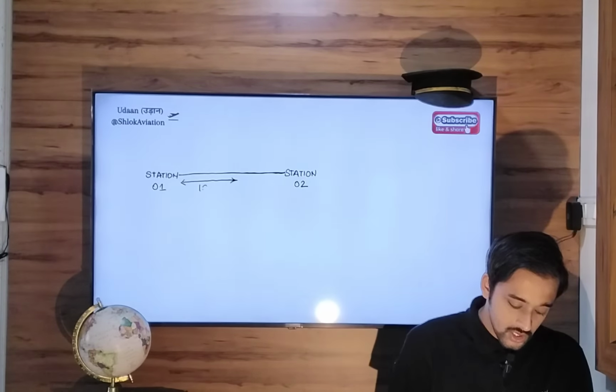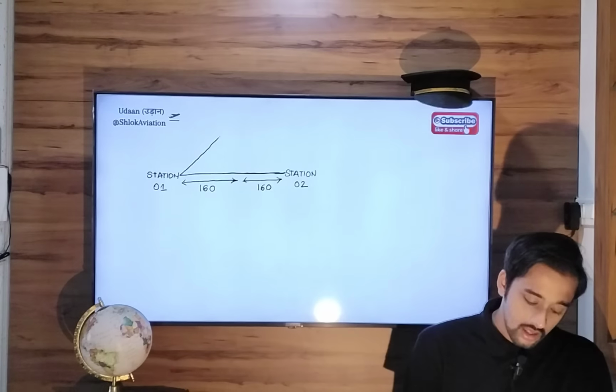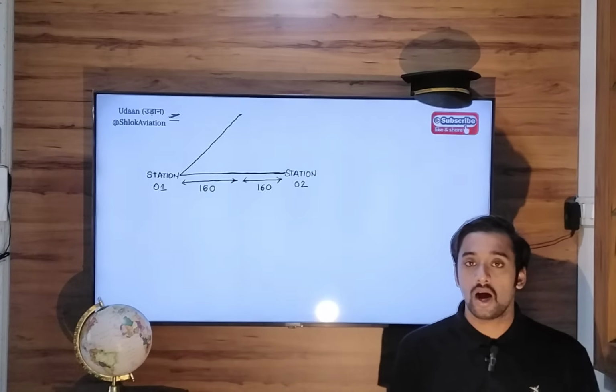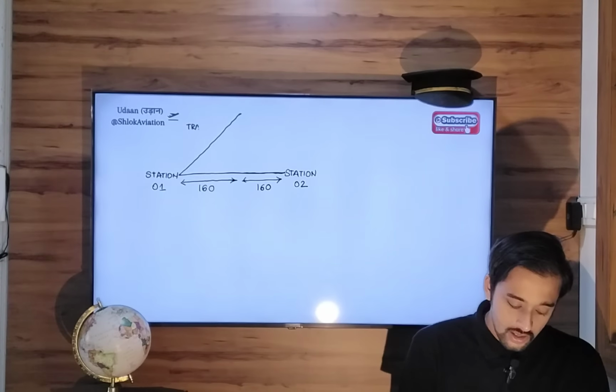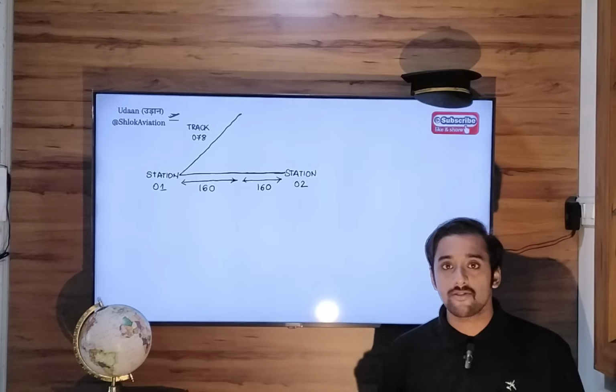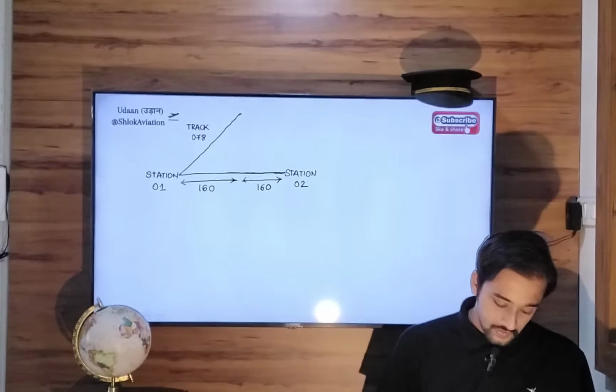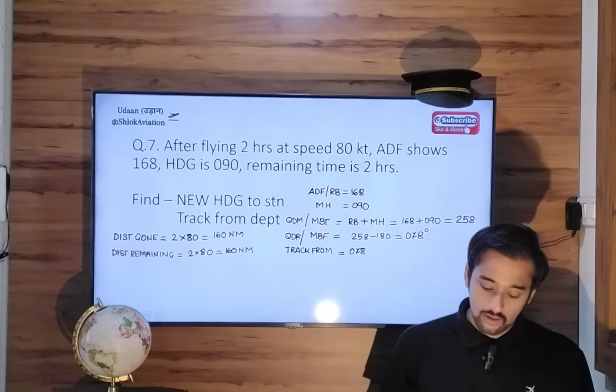So we have actually deviated from our correct track and we are located on track 078 degrees. So we are on this new track which is 078 because of some kind of drift. Maybe the winds are coming from the right hand side and they have pushed us to the left hand side. So now this is the track.